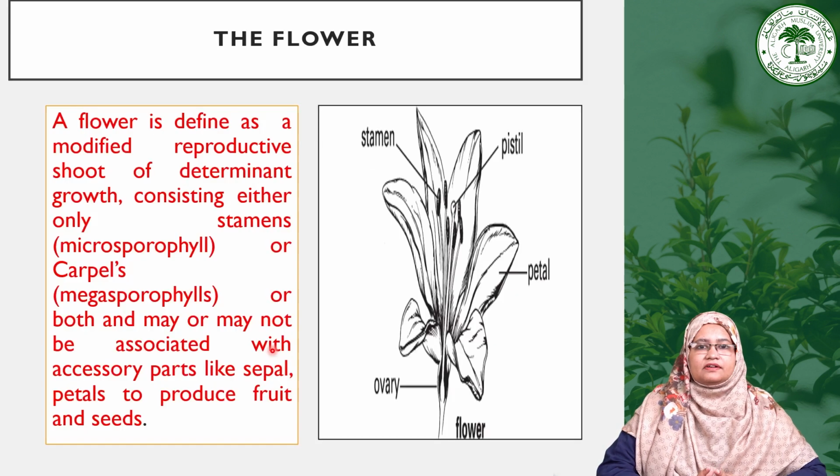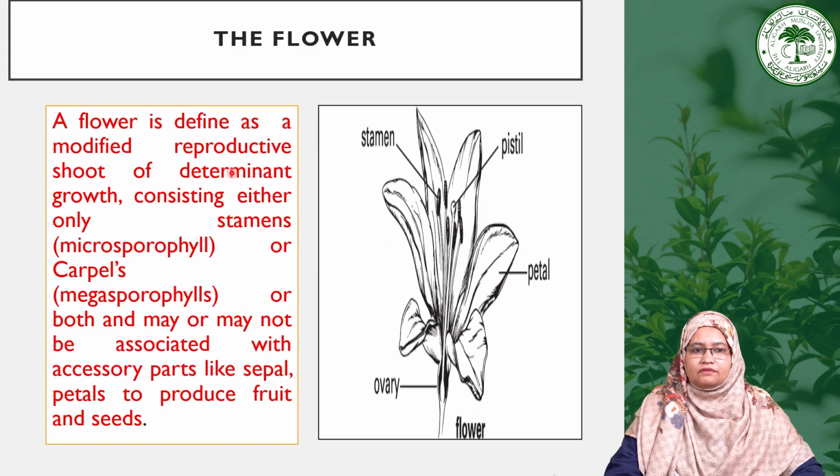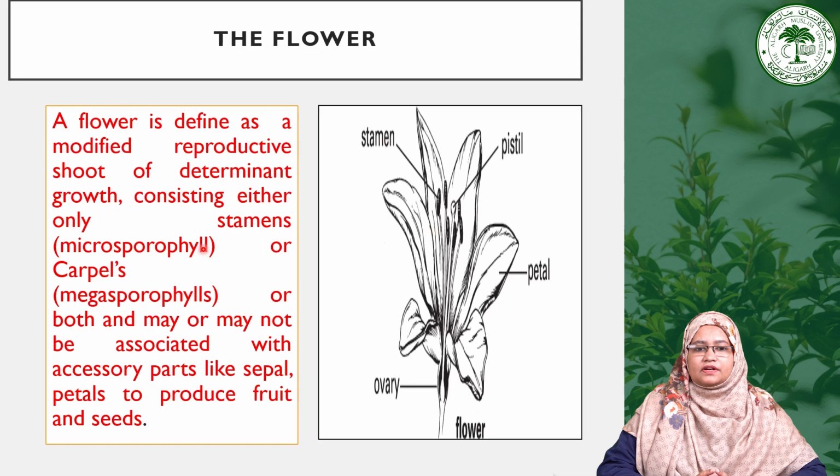So, what is a flower? A flower is defined as a modified reproductive shoot of determinate growth, consisting either only of stamens in case of microsporophyll, or only carpel in case of megasporophylls, or both may be present, associated with accessory parts like sepals and petals to produce fruits and seeds.